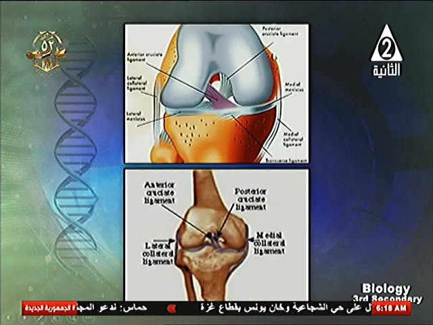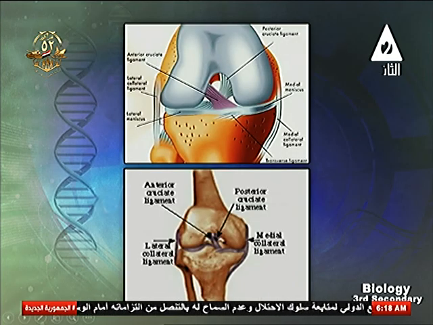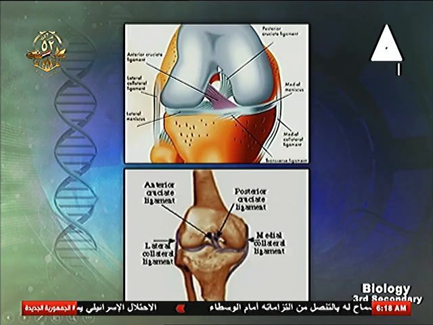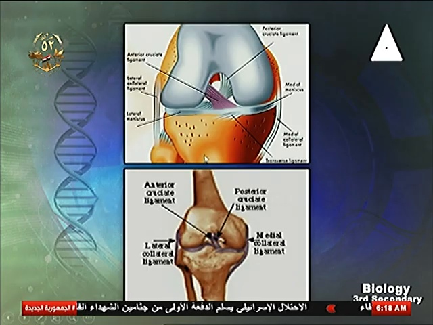This is the knee joint. This is the anterior cruciate ligament, this is the posterior cruciate ligament, this is the lateral collateral ligament, and this one is the medial collateral ligament. It is very important to keep these names on the drawing.